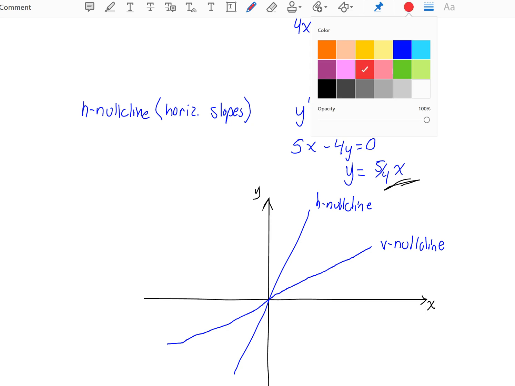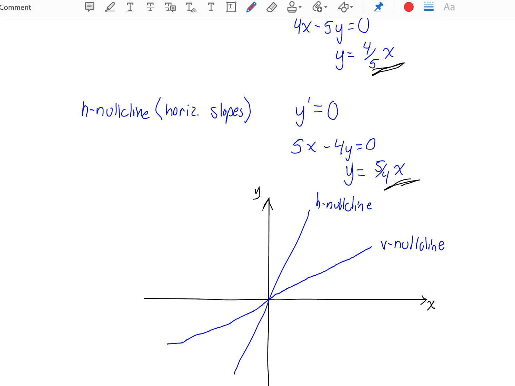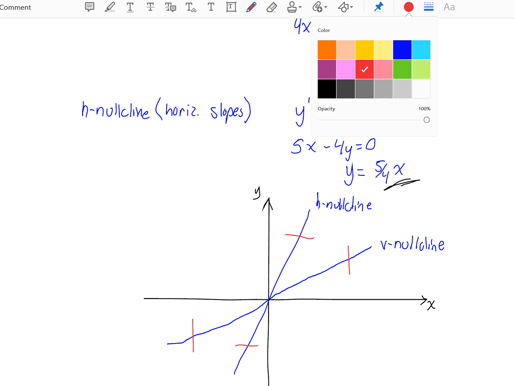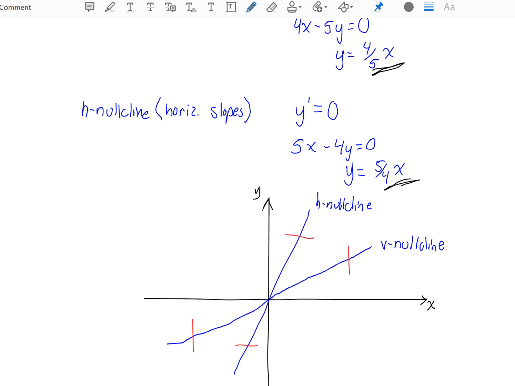Now remember on these, your horizontal nullcline has horizontal movement, and your vertical nullcline is going to have vertical movement. We need to determine the direction of these movements. So let's pick some test points. For our vertical nullcline, the 4/5 x, let's pick a test point.